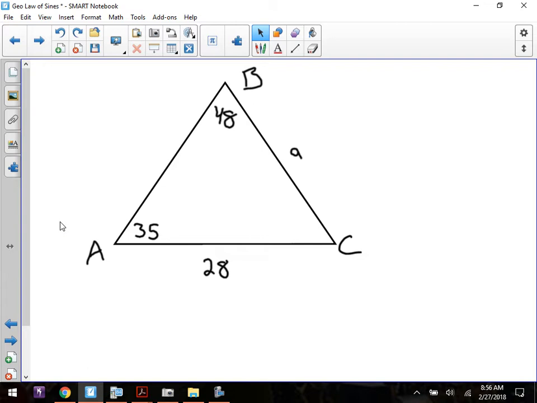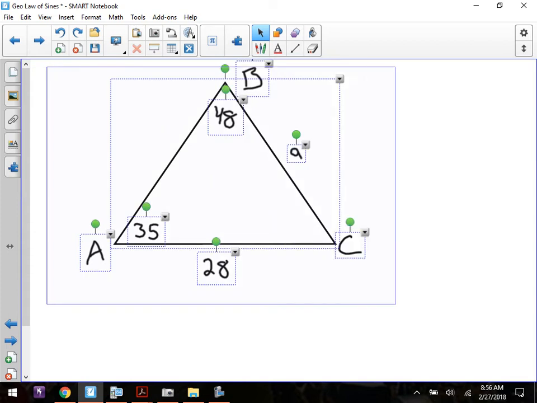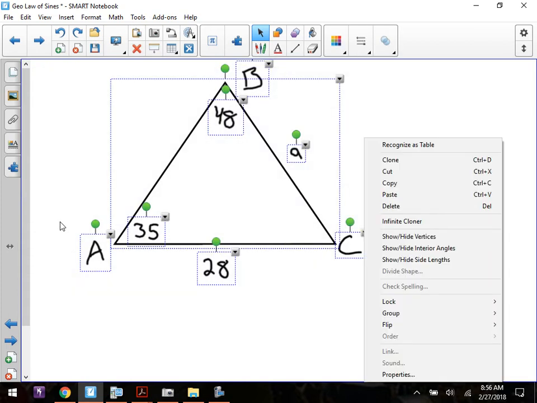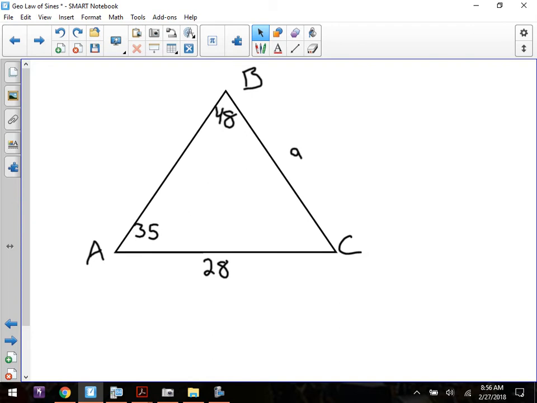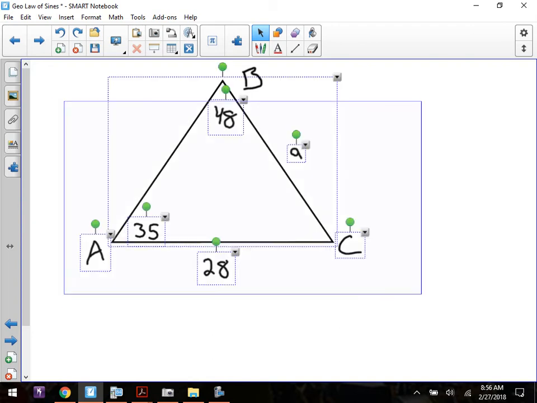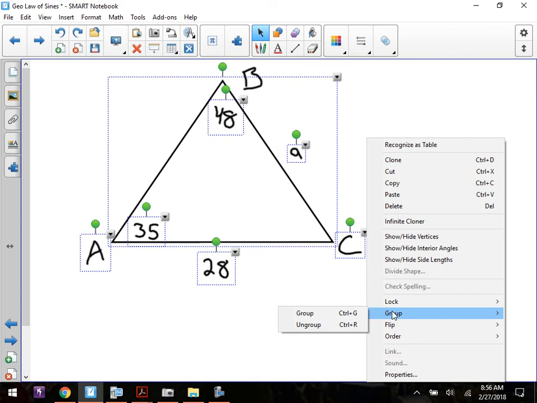We have triangle ABC. We've got angle A, and we have angle B, and we have the side opposite angle B. That's lovely. What I like to do a lot of times when I'm first learning and first using law of sines is circle. Try this again. There we go.